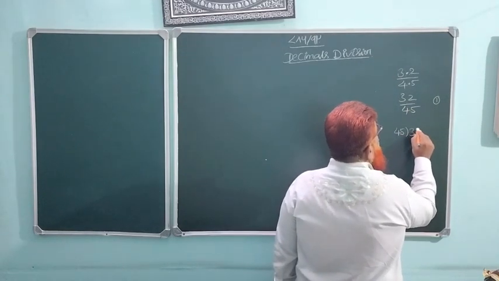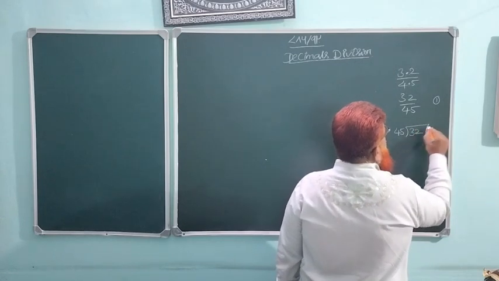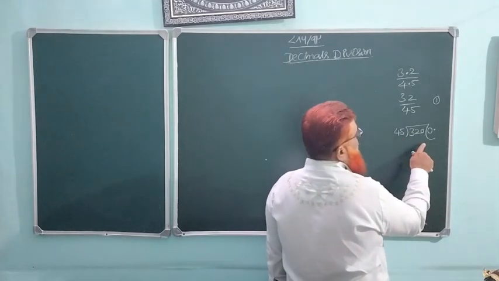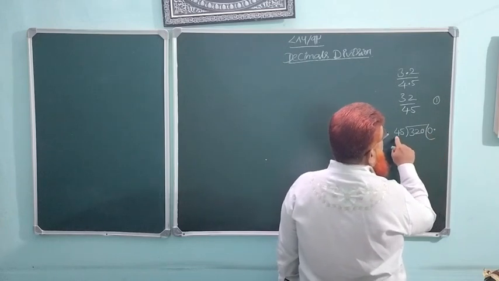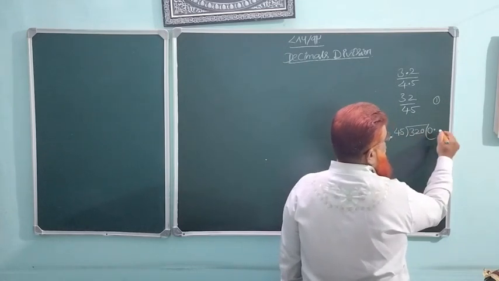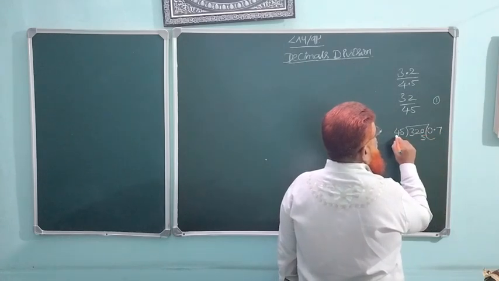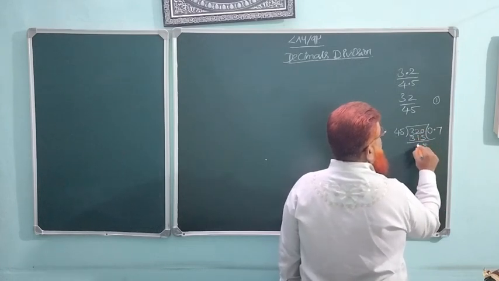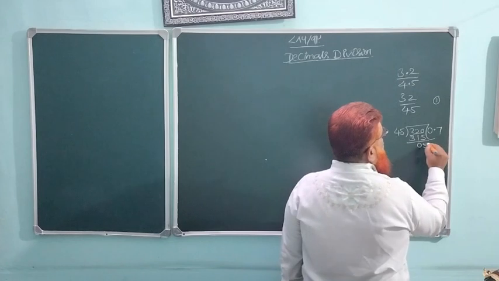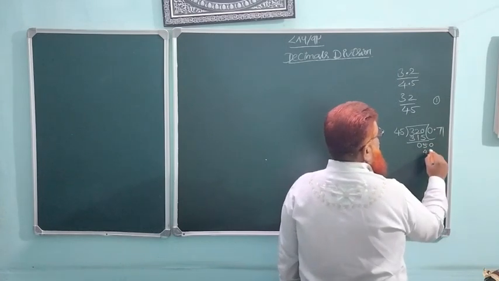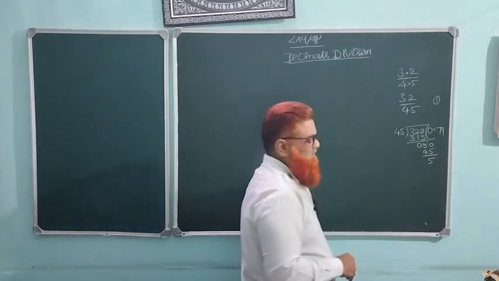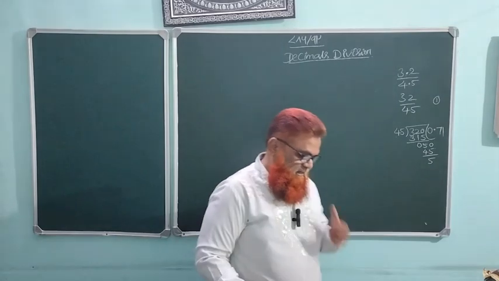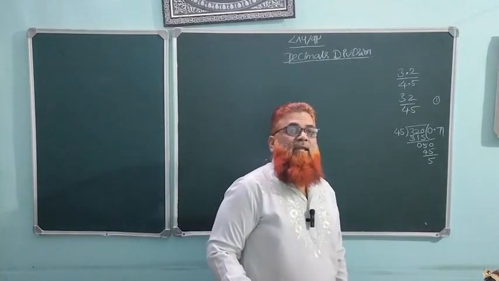45 divides 32. It is not divisible. Take one decimal, then it will be. So 45 sevens are 315. 7 fives are 35, carry 3, then 7 fours are 28 plus 3, 31, so 315. 320 minus 315 is 5. Again, take another 0, 45 ones are 45. Like this, you can divide it, it is very easy.